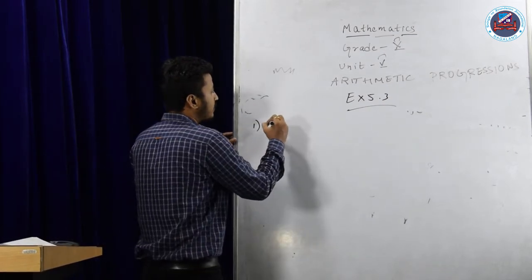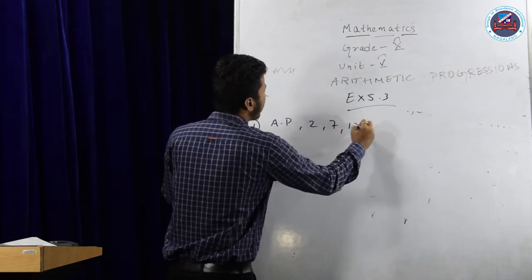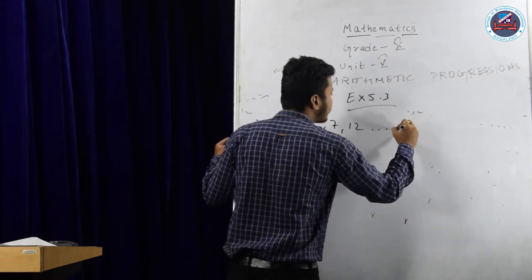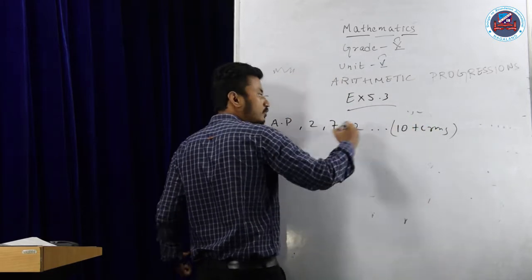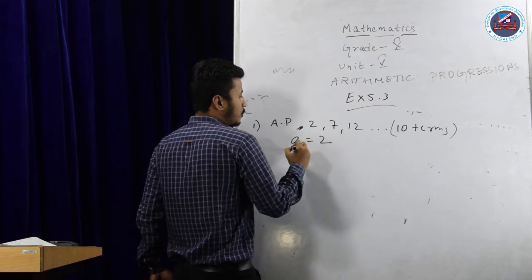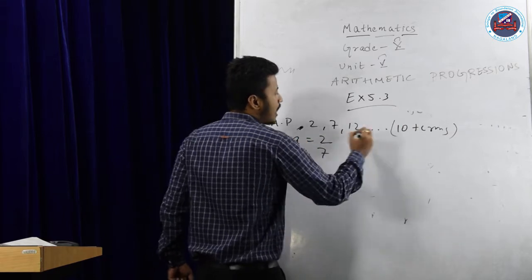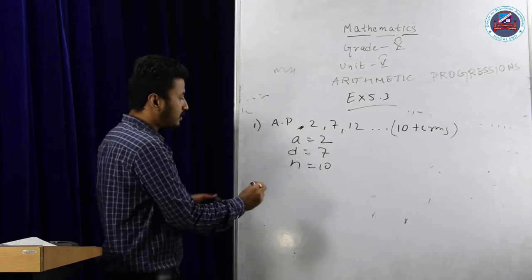Question number 1. The AP given is 2, 7, 12, and so on. It goes on till 10 terms. See, 10 is not a term here, it goes on till 10 terms. What is a here? 2. What is d here? 5. How many terms are there? 10 guys. Directly put this in the formula.